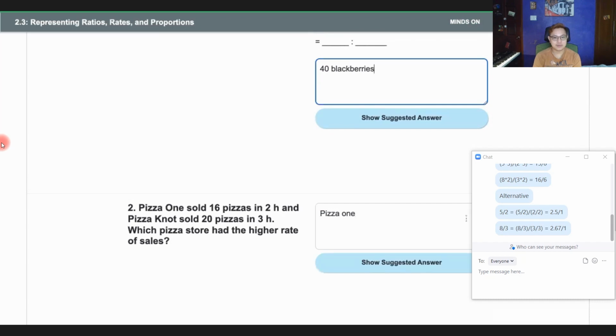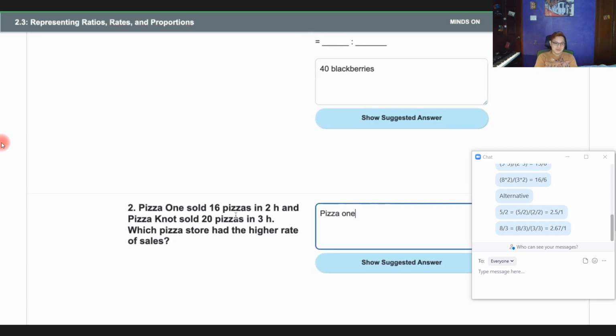Pizza one sold 16 pieces in 2 hours, and pizza two sold 20 pizzas in 3 hours. Which pizza has the higher rate of sales? You do it, please.